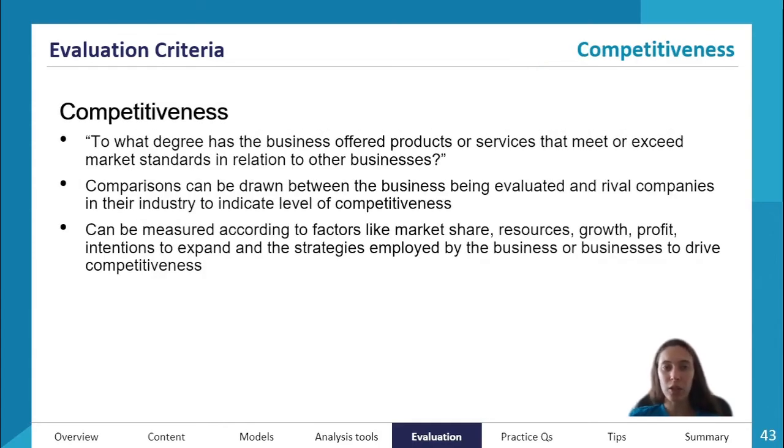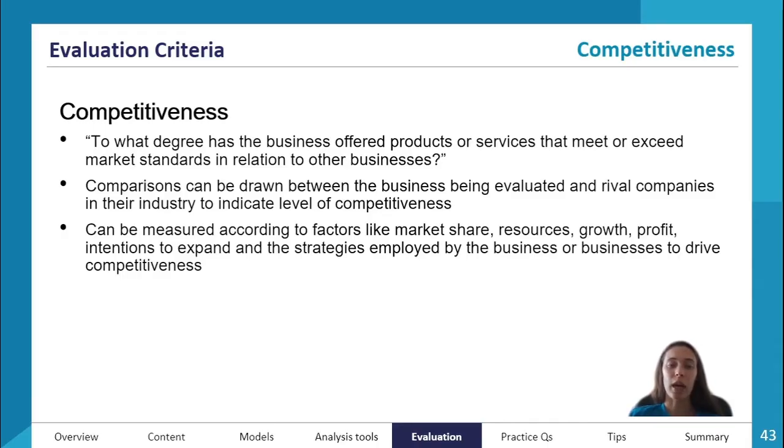So let's have a look at each of these four criteria in more depth. Competitiveness: you have some really good outlines in the syllabus giving you definitions of various terms, and it does define these evaluation criteria too. To what degree has the business offered products or services that meet or exceed market standards in relation to other businesses? So you've got that comparative element. You're looking at the business in comparison to others.